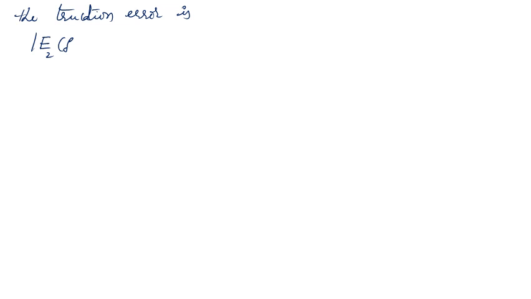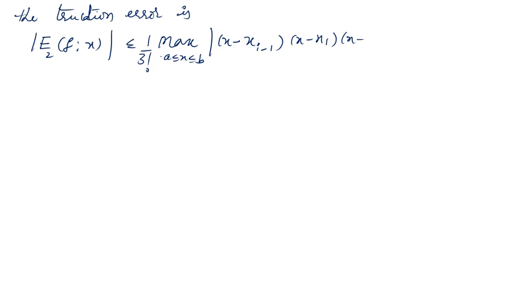E2, we have the notation E2 is less than or equal to the maximum of 1 by 3 factorial, maximum over a less than or equal to x less than or equal to b. Or one can write it like this: mod of (x minus x0), (x minus x1), (x minus x2), like that. Now what are the 3 points here? x minus xi minus 1, x minus xi, x minus xi plus 1, into M3.